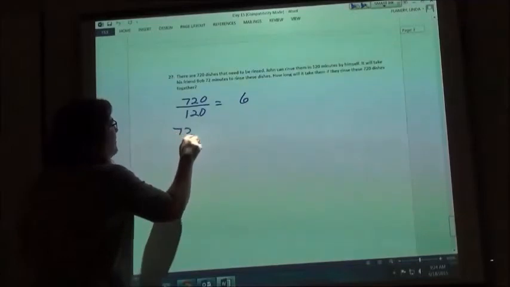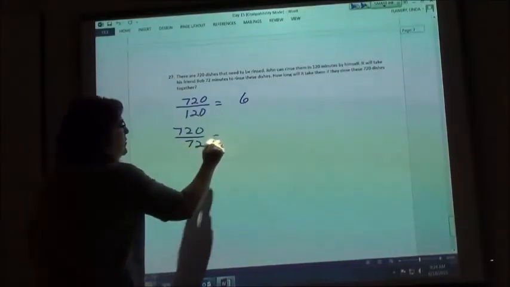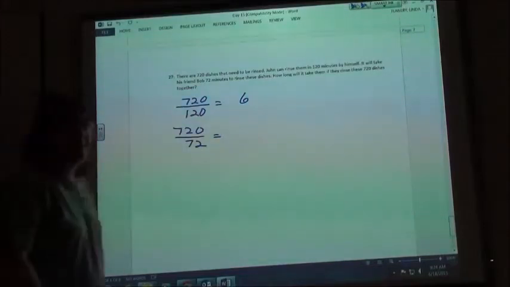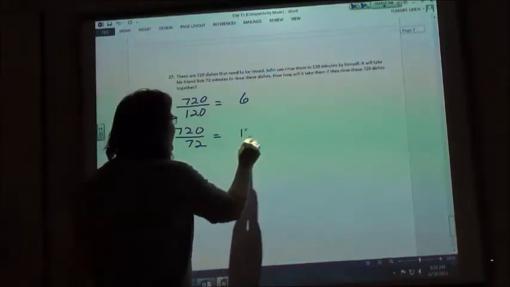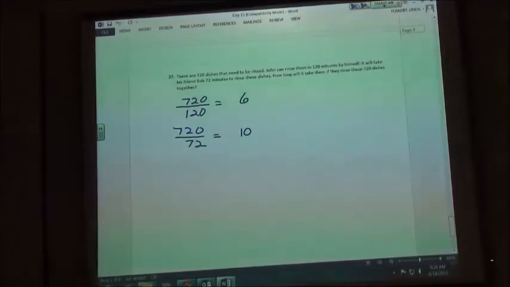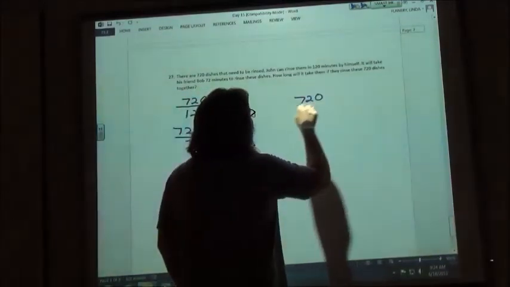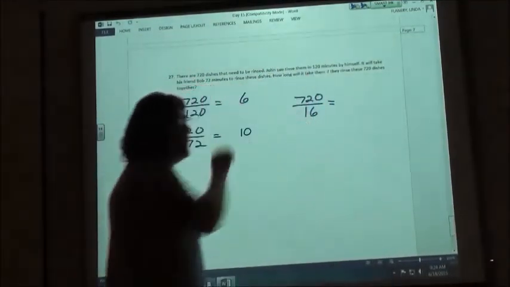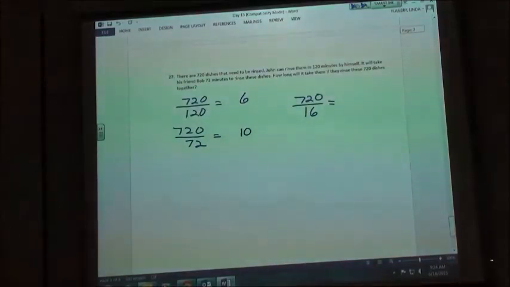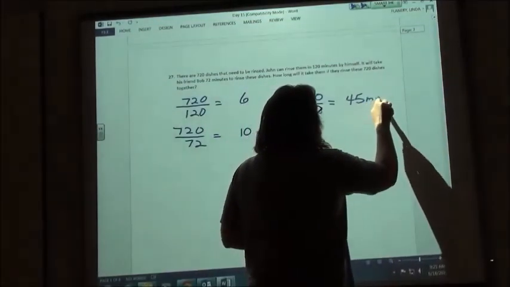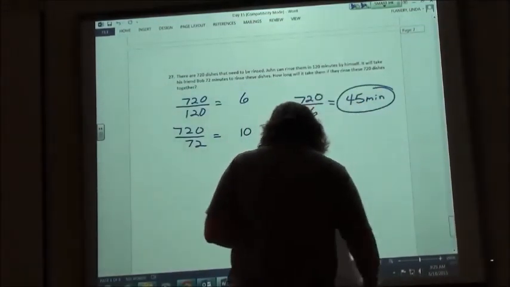Bob only takes 72 minutes. So that means he's rinsing off 10 dishes every minute, right? So if they work together, they can rinse 16 dishes per minute. They have 720 dishes to rinse at a rate of 16 of them every minute. How many minutes is it going to take them? 45 minutes.